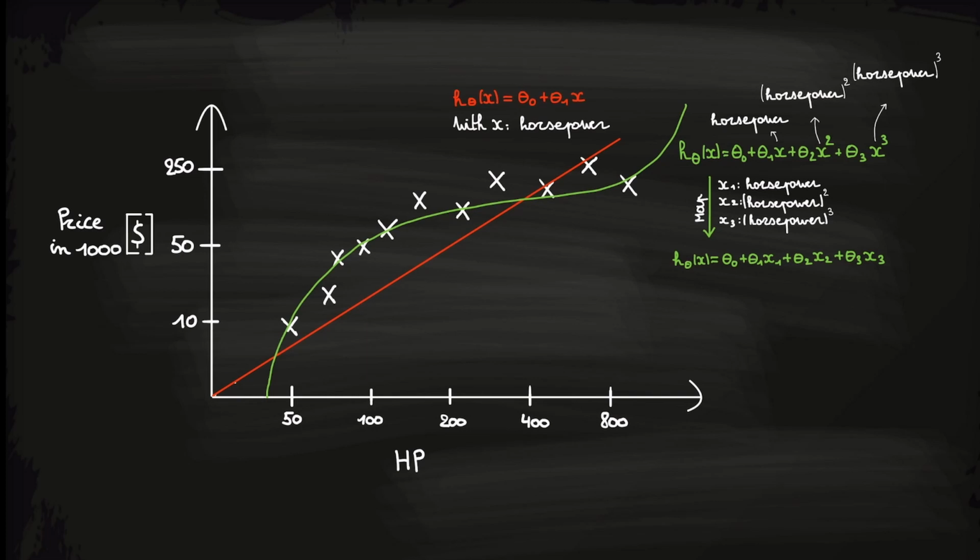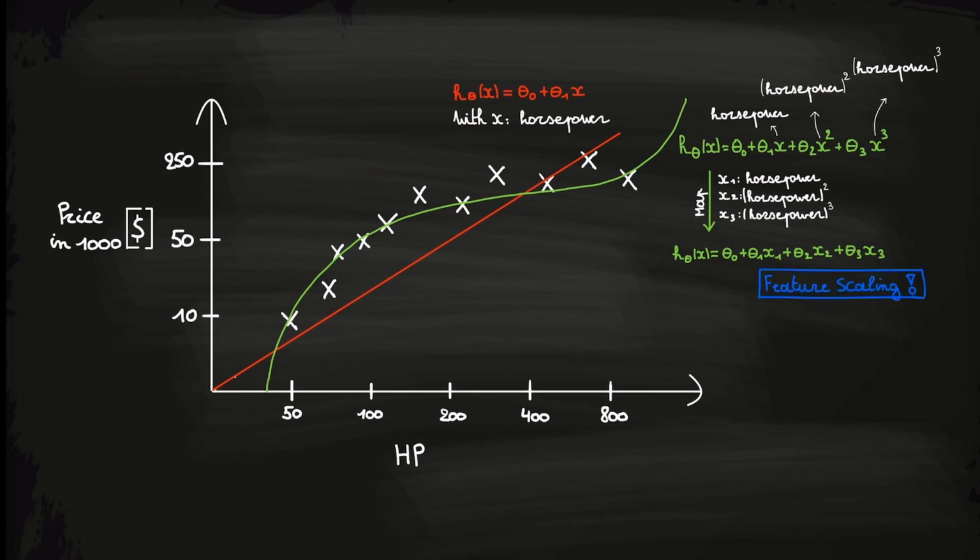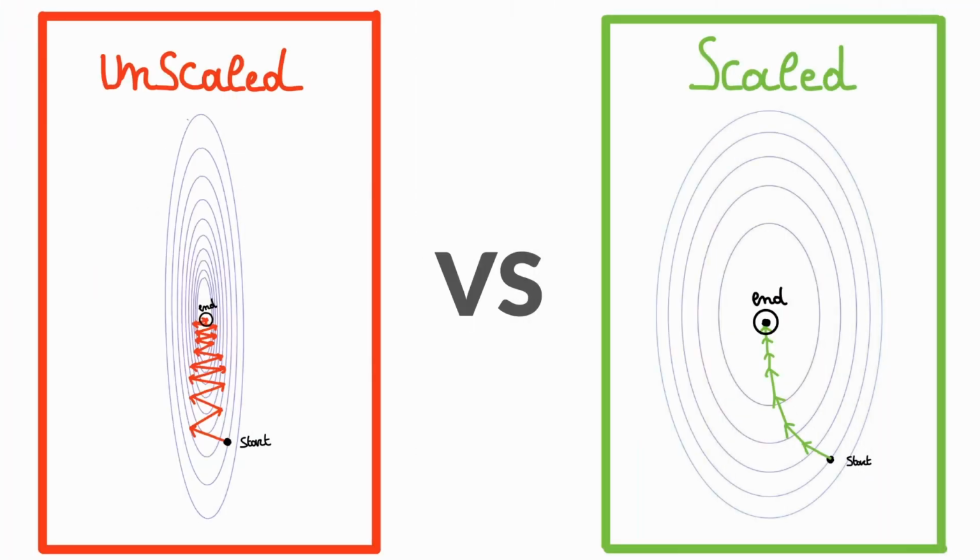But here's the plot twist. In the case of polynomial regression, feature scaling becomes really important. It's not too hard to see that our ranges of the different features are very different. Assume that x1 has values between 20 and 1000, then x2 has values between 400 and 1 million, and x3 has values between 8,000 and 1 billion. If you forgot how you could scale your features or you haven't watched this video yet, I recommend that you check out this video on the channel.